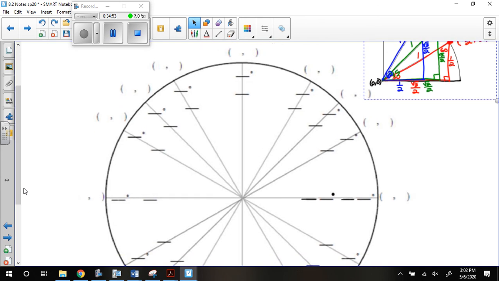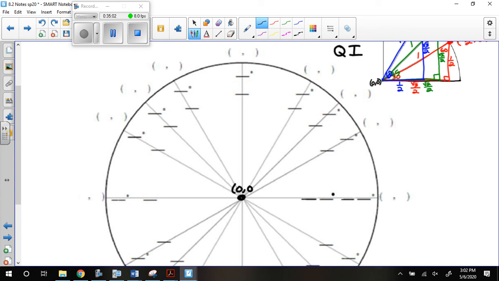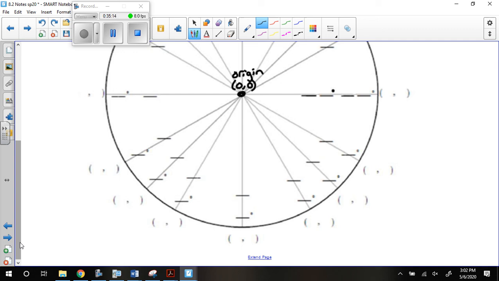Okay, so like I said, this is quadrant 1 for our unit circle because this is our origin, 0, 0. Okay, this would be quadrant 2. Down here is quadrant 3. That's not Roman numerals. Let me try that again. Quadrant 3. And then down here would be quadrant 4.